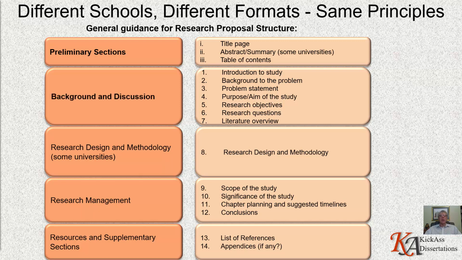The next section will be your background and discussion, and there are a number of very important sections in here. The first is the introduction to your study, the background to the problem statement, the purpose or aim of the study, the research objectives, research questions, and the literature overview. Now again, you will find that universities will sometimes cluster some of these points. Just look out for them and make sure that you understand exactly what your university is going to require.